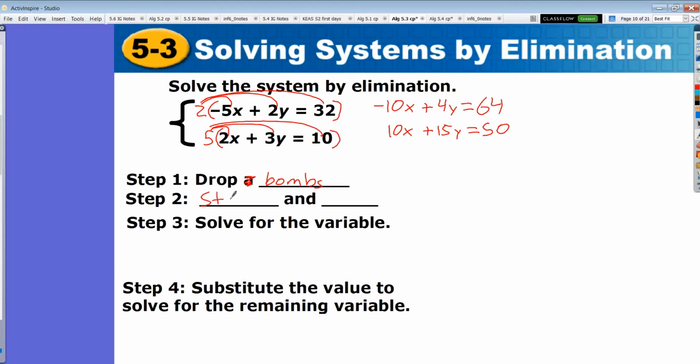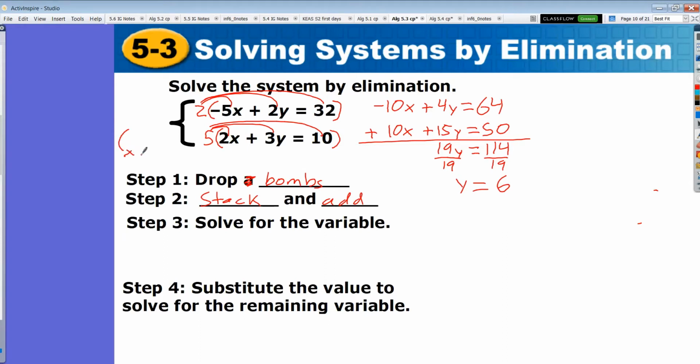All right, so now I'm on step number 2, stack and add. These are all stacked up. We'll add those together. My x's disappear, and I get 19y equals 114. All right, now I'm on step number 3. I'm going to solve for y. I can just do that right here. Divide by 19, divide by 19, and y is going to come out to 6. All right, so now I got my y coordinate.